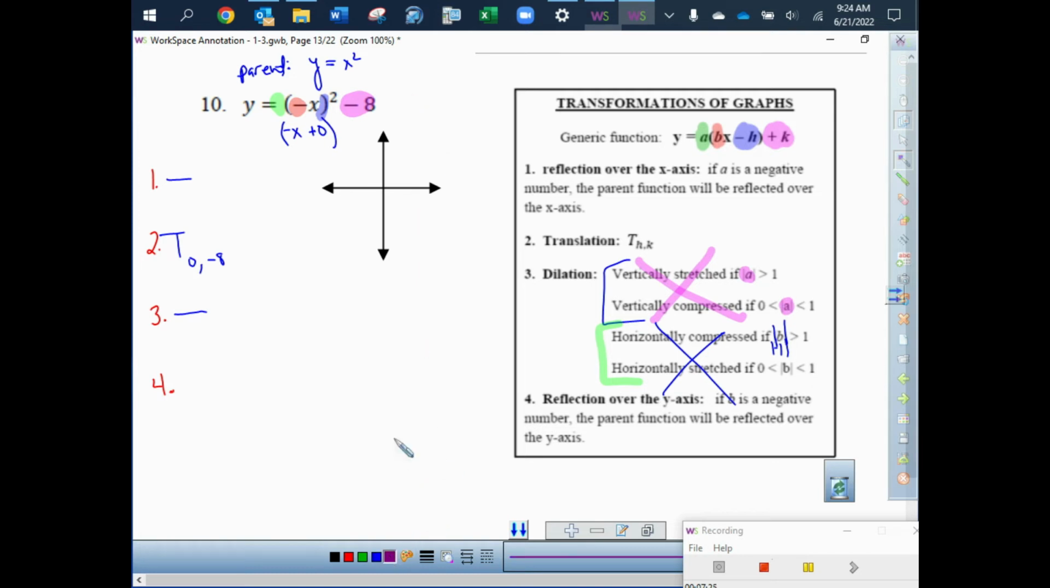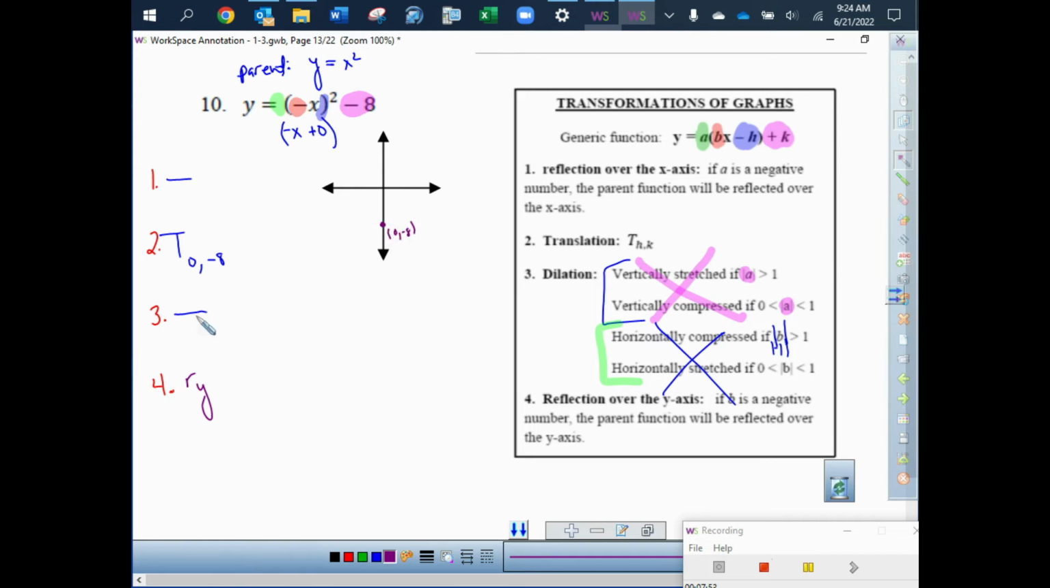And then let's go for step 4. Step 4, has this guy been reflected over the y-axis? It's about the B value being negative. And yes, that has happened. So we'll put a little reflect over the y-axis. And now let's make our sketch. So this is our parabola. It's got to open up, and we've got to move it 8 units down. So bada boom. So moving it 8 units down.